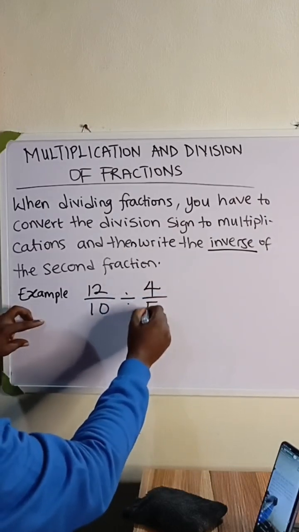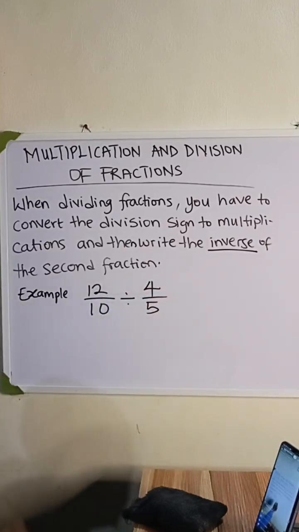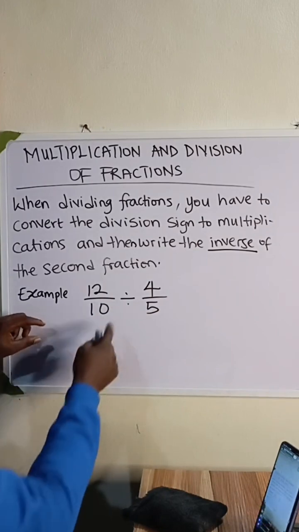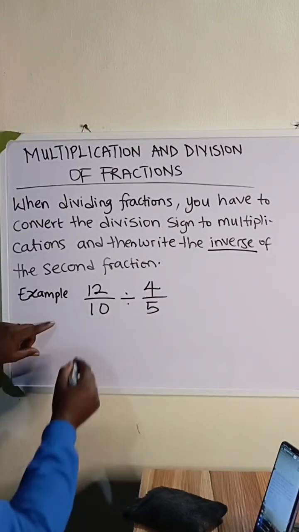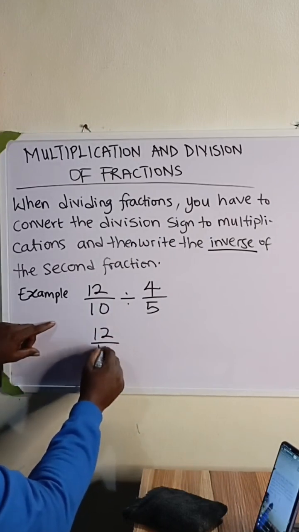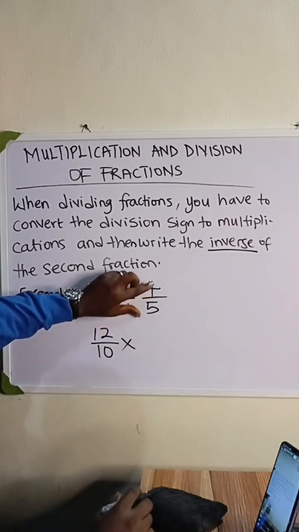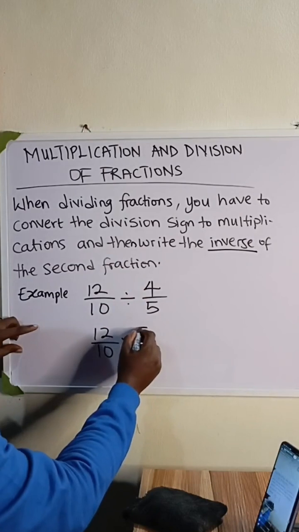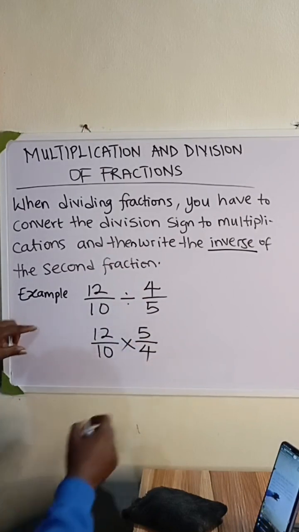Twelve over 10 divided by 4 over 5. So the first thing we have to do is convert the division sign to multiplication. So we have 12 over 10 times, then you flip the second fraction, 5 over 4.